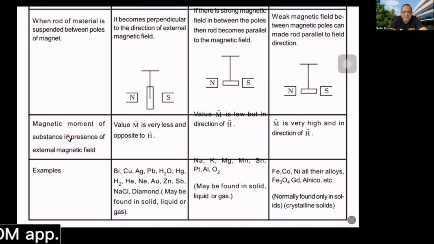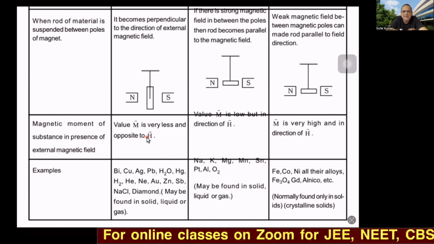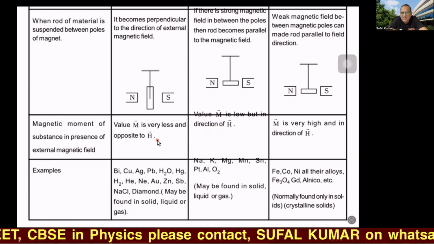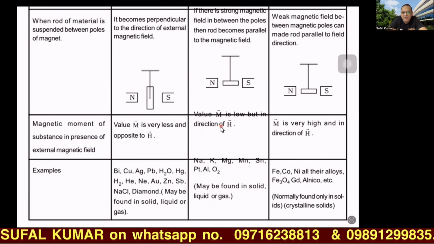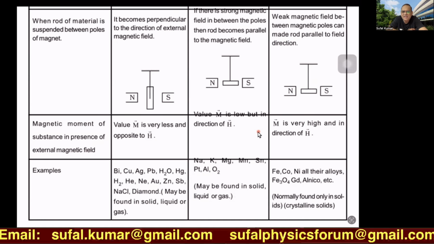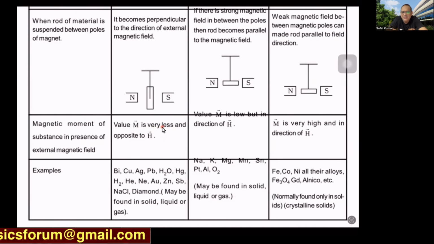Then next, magnetic moment of substance in presence of an external magnetic field. Value M is very less and opposite to H. Here value M is low but in direction of H. H means magnetic intensity or magnetizing force or magnetizing field. All the three are the same. For ferromagnetic, M is very high. For diamagnetic, M was very less. For paramagnetic, M is low but in direction of H. But here M is very high and in direction of H.